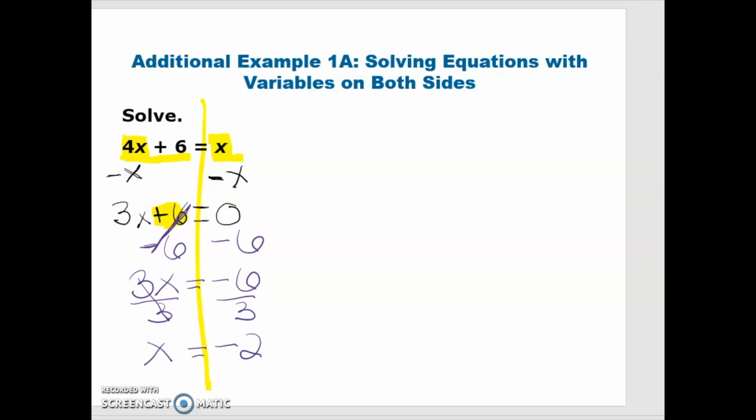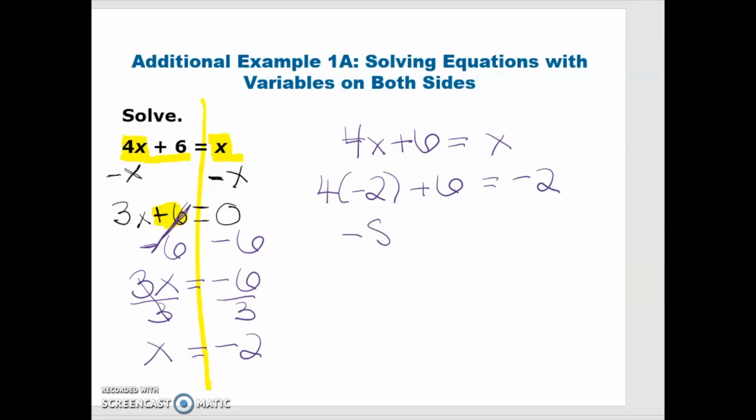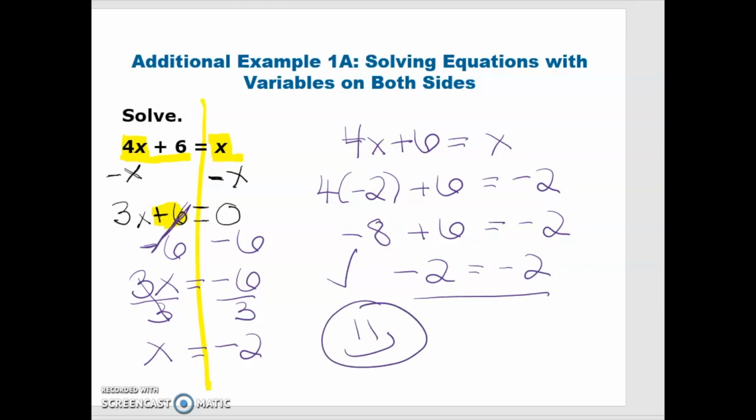Now don't forget, we're going to check our equations. That's where we catch our mistakes. So I'm going to rewrite my original equation. 4x plus 6 equals x. I'm going to plug in what I think to be the answer. 4 times negative 2 plus 6 equals negative 2. 4 times negative 2 is negative 8. Plus 6 equals negative 2. Stop and think. Negative 8 plus 6 is negative 2. Both sides are the same. I'm a happy camper. I have the right answer.